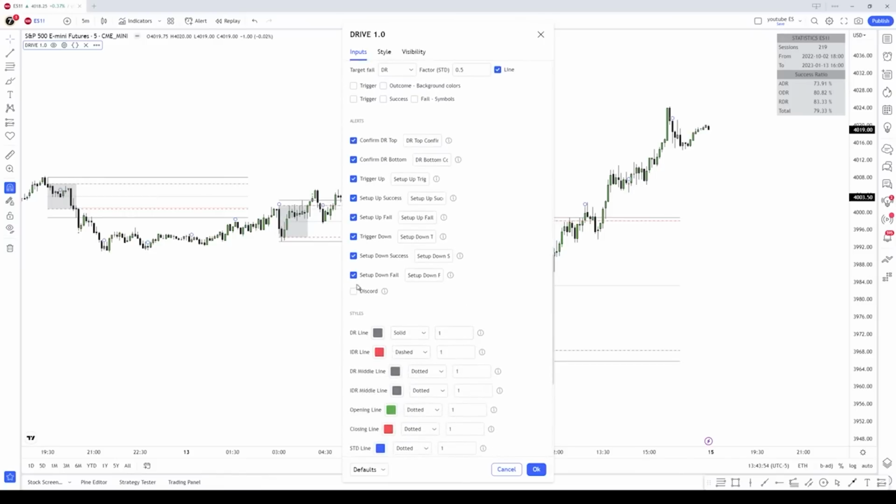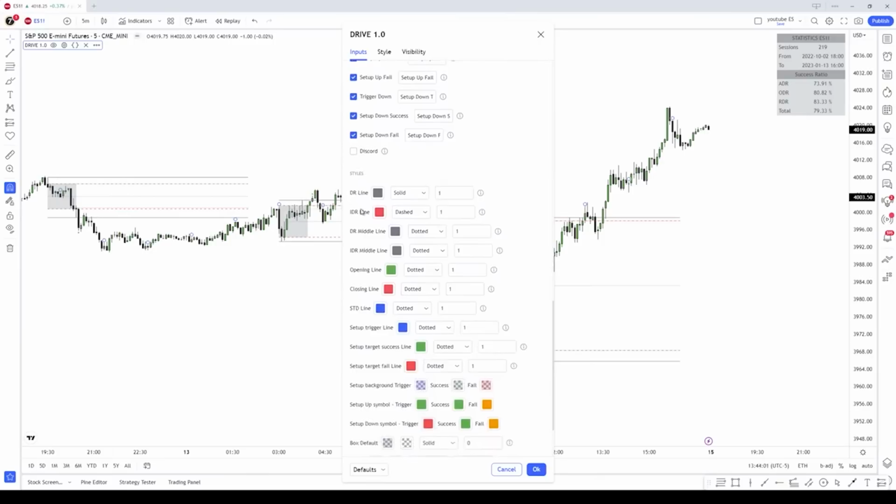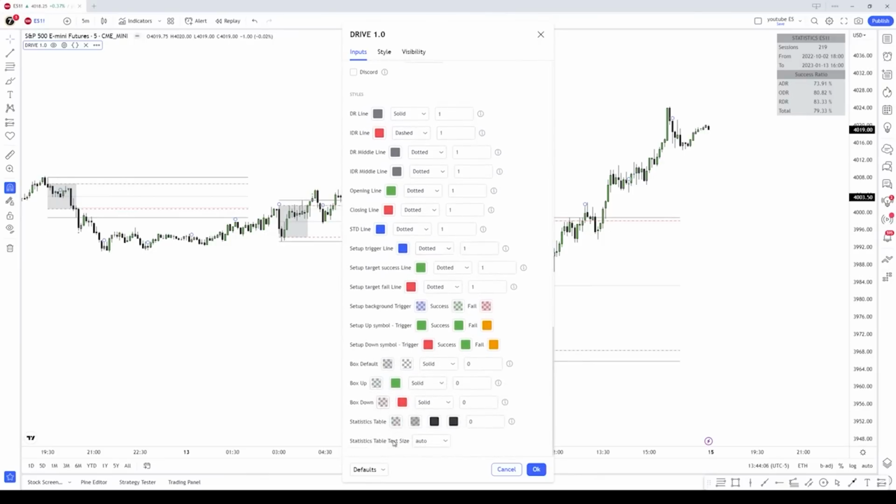Or you can have an alarm when the trigger down is triggered. So this is not in your version, that's the Discord version. So that's just for us. And of course, the script is fully customizable. Whatever you want to have, you can set it up as you like it in your charts.